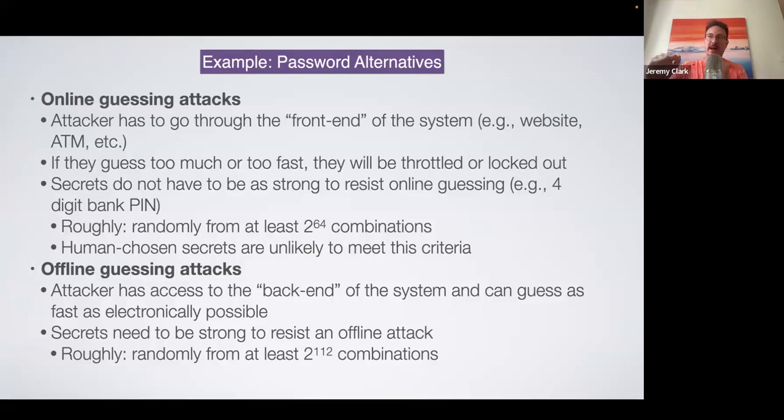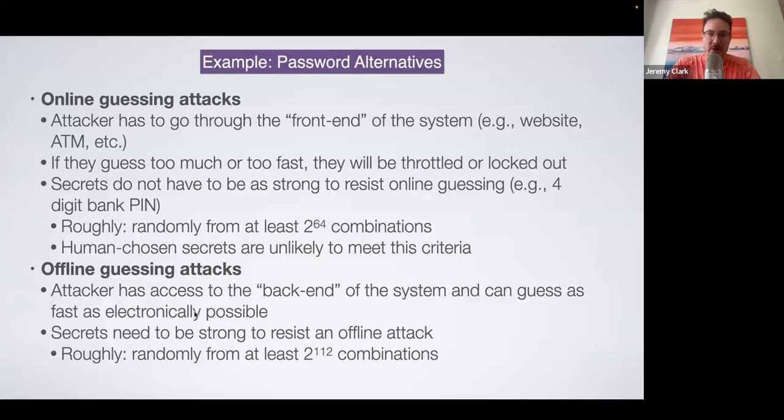Whereas here, I ask the computer, the hardware gives me the answer, and then I check. Okay, so I'm only limited by the electronics of my setup. That's the only limitation. So I can go as fast as my clock cycles allow, and as fast as my memory and RAM and things like that allow. So in this case, you can guess really, really fast. You can do a lot, and so you need a lot more combinations.